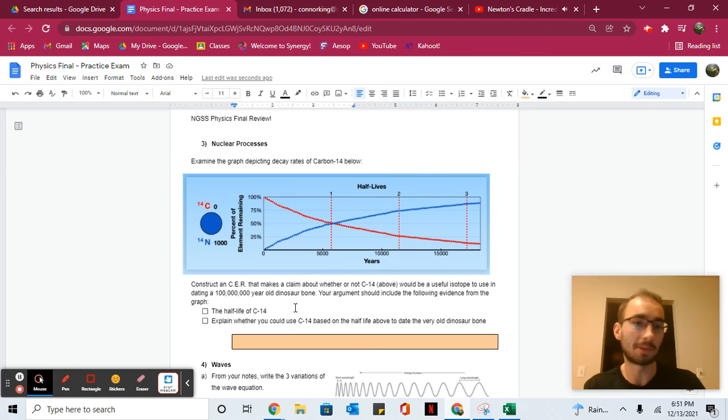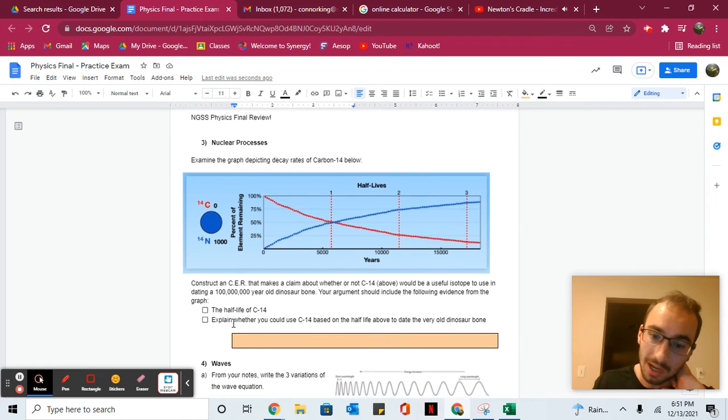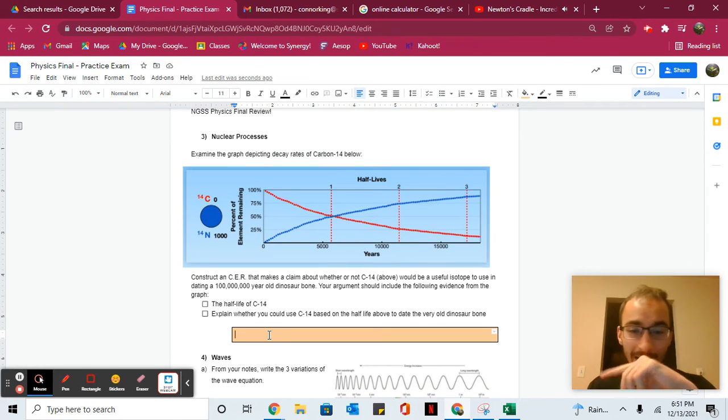Next one, nuclear processes. Construct a CER that makes a claim about whether or not C14 above would be a useful isotope to use in dating a 100-million-year-old dinosaur bone. Your argument should include the following evidence from the graph: the half-life of C14, and explain whether you can use C14 based on the half-life above. Okay, so first, half-life is the time it takes to go to half. So if we start at 100%, it goes to around 50% at this red dotted line. And I'm going to say that's around 6,000. Half-life is 6,000. Right here, I'm going to say that's 6,000.